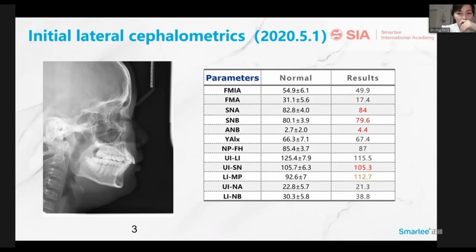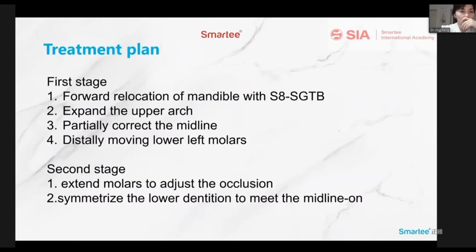And in this case, the lower incisors were also proclined already at the initial period. So this time the treatment still uses S8 SGP to relocate the mandible forward and expand the upper arch, especially the left side, and partially correct the midline. I will explain it later.